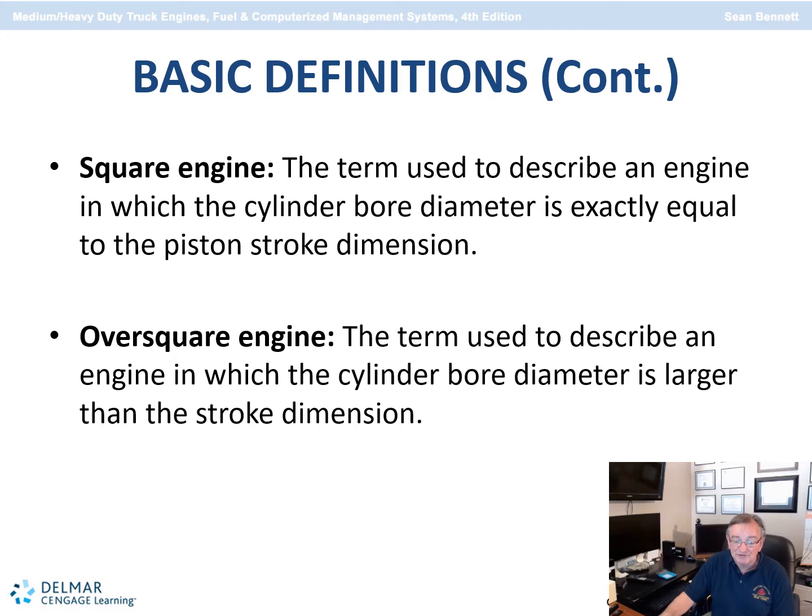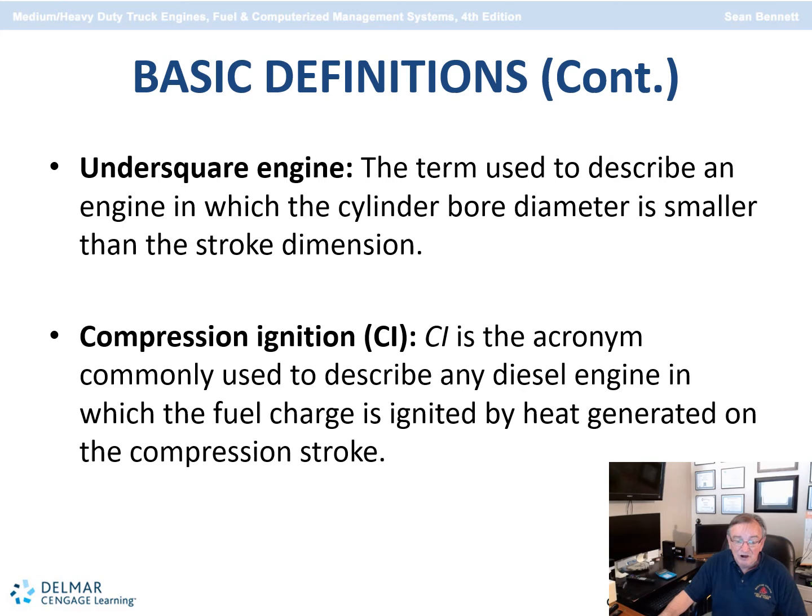A square engine is an engine that has the same cylinder diameter and the same stroke. So we're going to have the same bore and the same stroke. Those dimensions would be equal. An over square engine describes an engine where the cylinder bore is larger than the stroke, but an undersquare engine is used to describe an engine where the cylinder bore diameter is smaller than the stroke dimension.